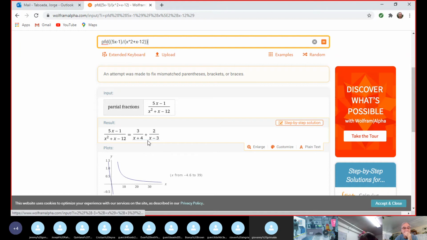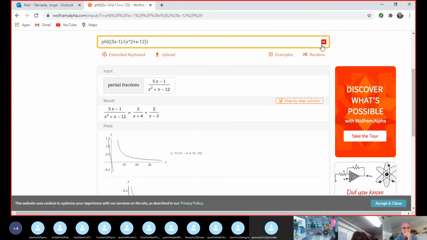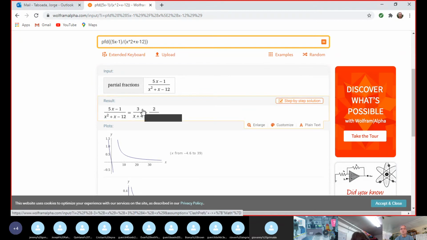Now, this is the answer in partial fraction decomposition. So you press this red button, wait a second, and we get this answer. This is the confirmation that we are doing okay, and this is the partial fraction decomposition.